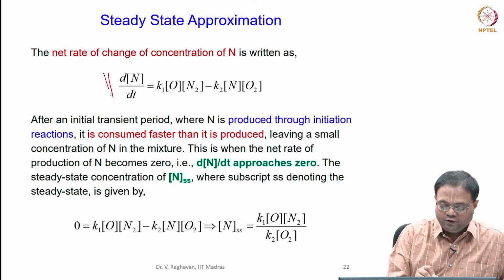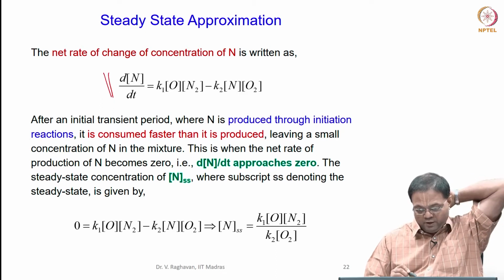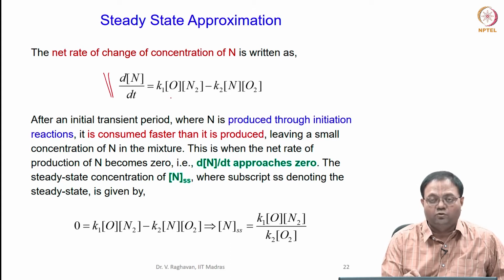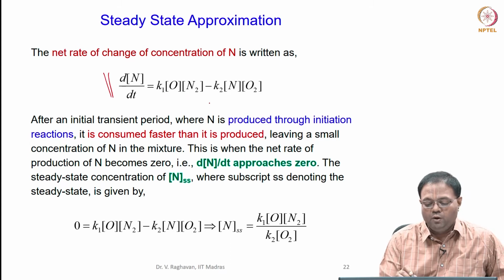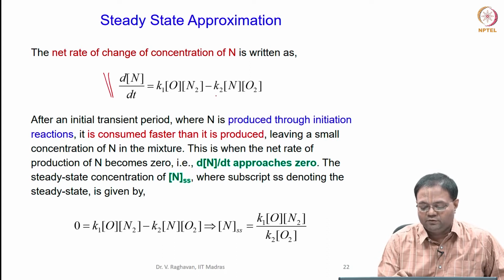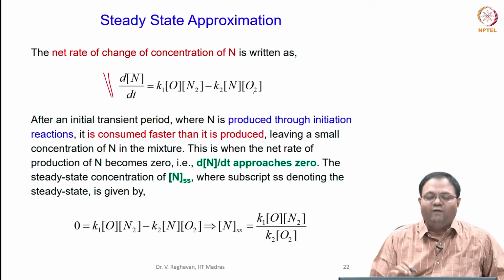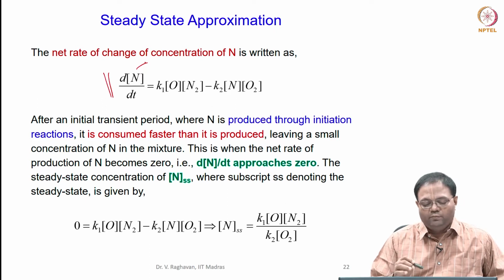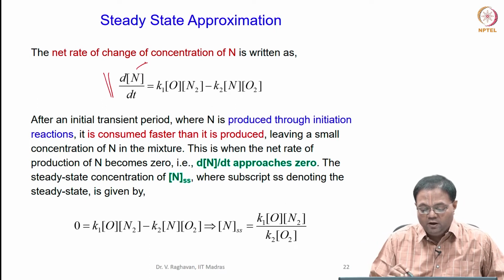So, the rate of change of the concentration of N with time is nothing but, in the first reaction it is formed, so plus K1 concentration of O, concentration of N2, minus, in the second reaction it is consumed, so minus K2 times concentration of N and concentration of O2. After the initial transient period, initially this will not be 0. There will be some build up and consumption, etc.